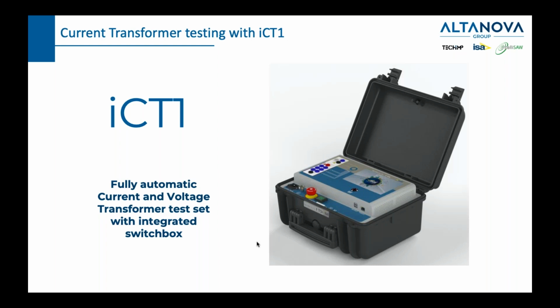Now we come to iCT1, which is a fully automatic current and voltage transformer test set with integrated switch box. That means that with one box, you can test a whole CT with only one set of connections. You don't have to change connections every once in a while, or heaven forbid, you don't have to buy additional accessories if you wanted to test a multi-tap CT. And let's be honest, most of the CTs are multi-tap CTs. So you have an integrated switch box.